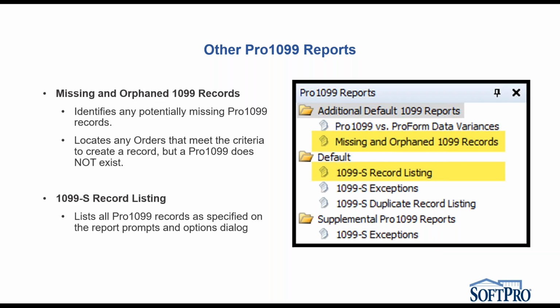And then our 1099S record listing. If you have insomnia and you just want to read all of your 1099S records for certain years or certain areas, then you can go to sleep knowing that it will put you to sleep. But this one will give you all of the records depending on the report prompts and option dialogues that you pick. Maybe you do this year, last year, whatever it is, but it's just going to give you a list of your different areas.